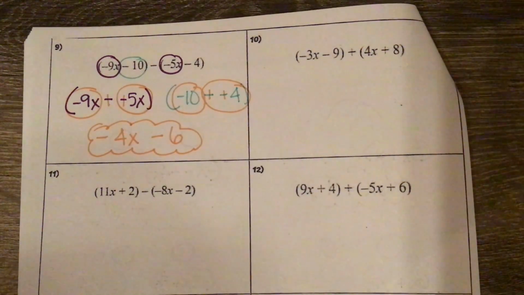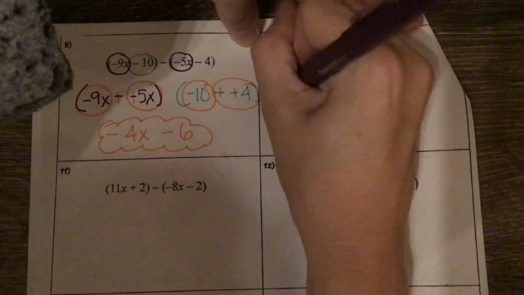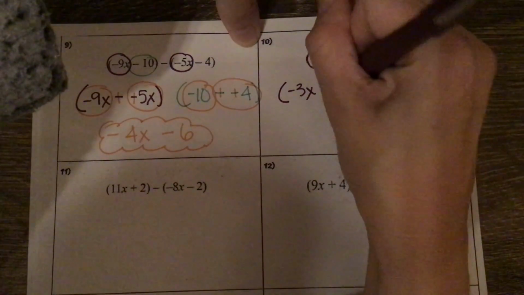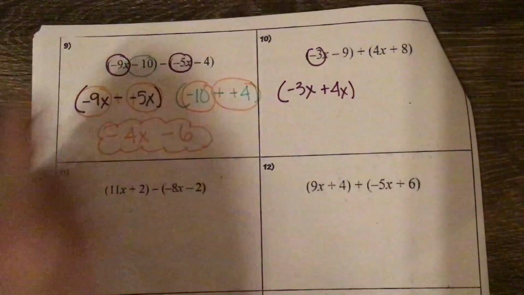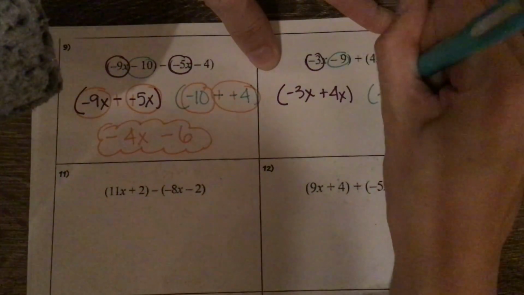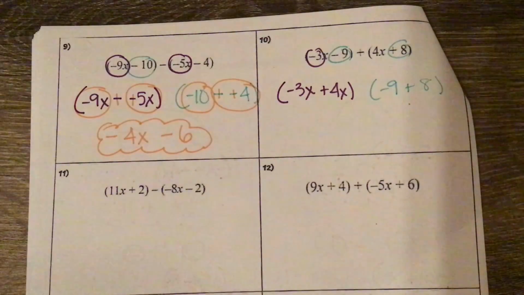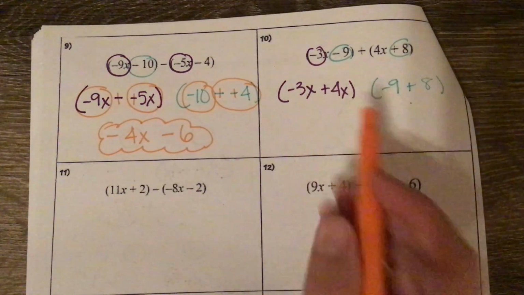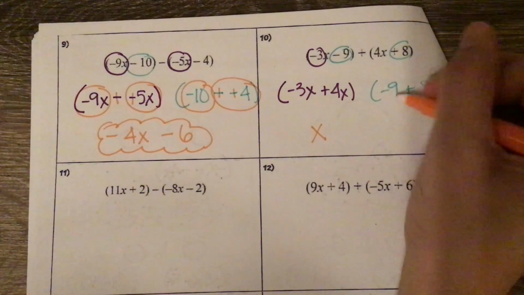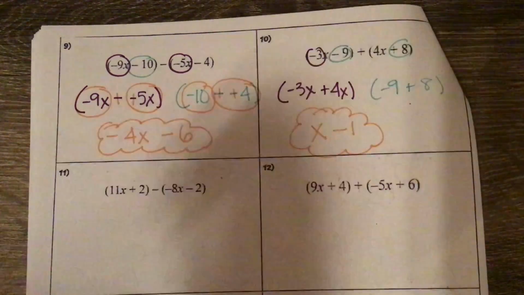And last one we'll do together, the rest I'll have you try on your own. We've got negative 3x plus 4x, and we've got negative 9 plus positive 8. So negative 3 plus positive 4 is positive 1x, or just x. Negative 9 plus positive 8 is negative 1. And that's it.